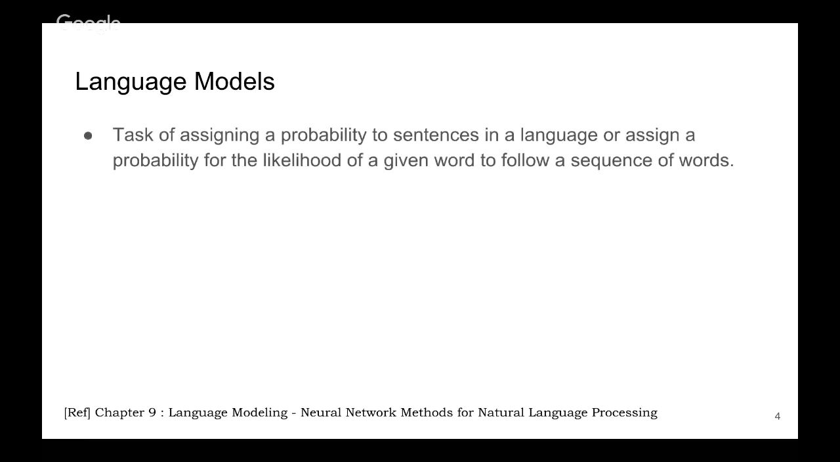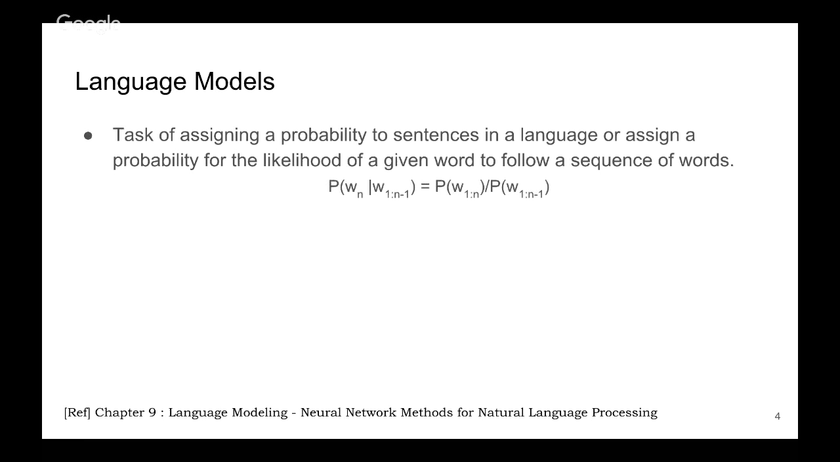Okay, thank you, Kuan. So let's look into a bit more about the language models. As we already explained, the language model is the task of assigning a probability to a sequence of words, or the task of assigning a probability for the likelihood of a given word to follow a sequence of words. These two are actually equivalent problems, and you can derive one from the other.